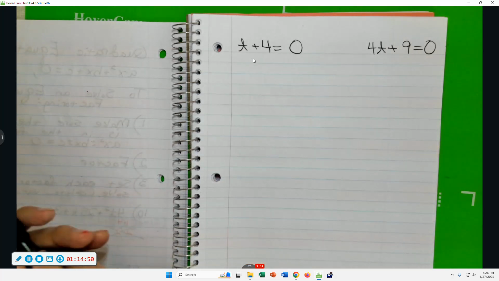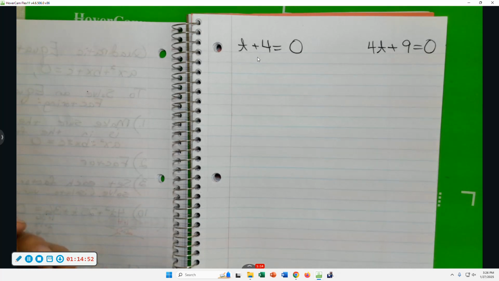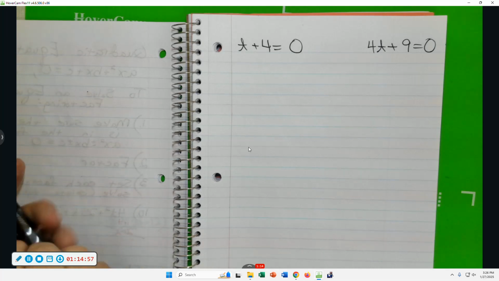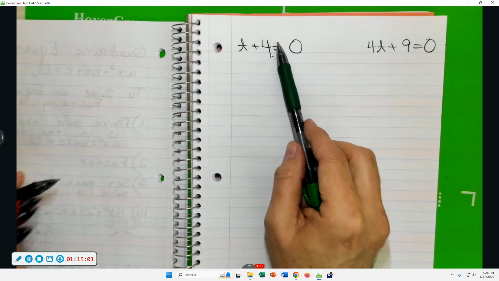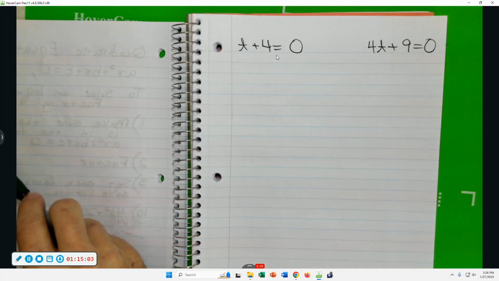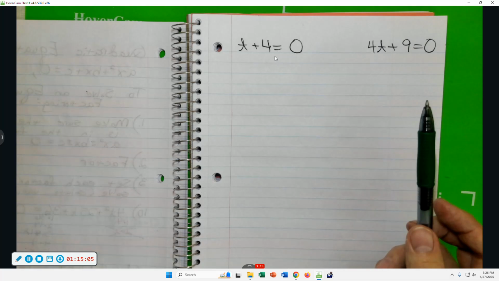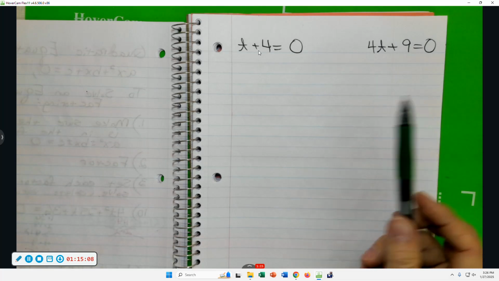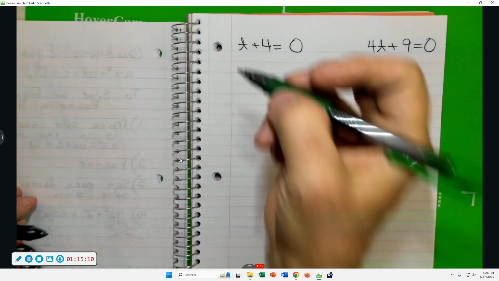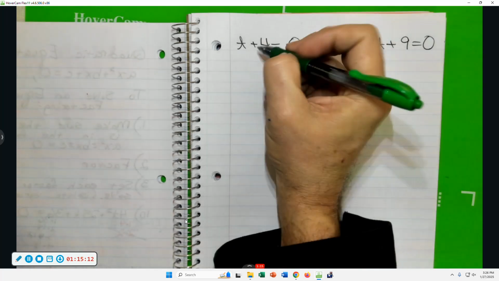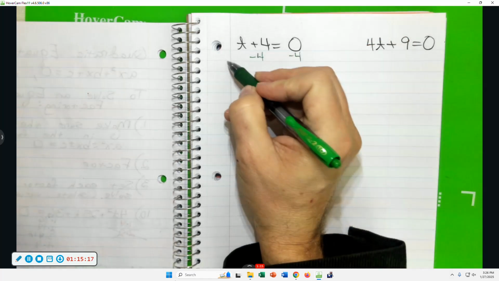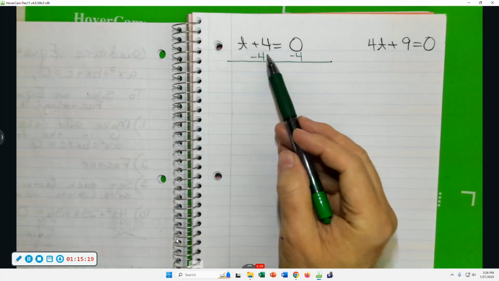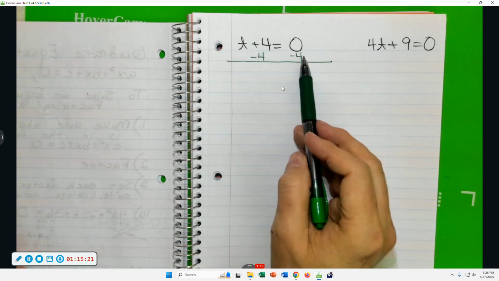What undoes addition? What operation undoes a plus 4? The equals is like one of them old-fashioned scales where to maintain the balance, if you add 4 pounds to one side, you got to add 4 pounds to the other. If you take away 4 pounds, you got to take away 4 pounds from the other side. So what I'll do for this first one, I'll show the logic. You're subtracting 4 from both sides. You're taking away 4 pounds from both sides.